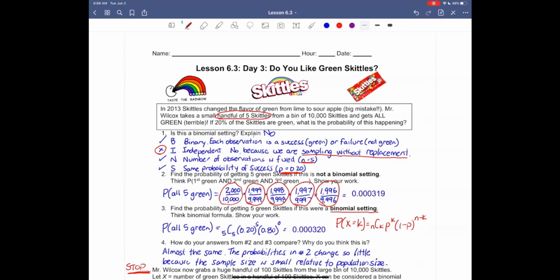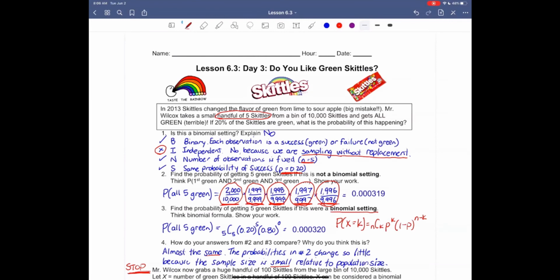Well, number 2, number 3, almost exactly the same answer there, right? So we said almost the same. And when we think about why this is, it's because as we go through and we take out 1 green Skittle, there's 10,000 Skittles here total. So that's not really changing this probability that each Skittle is green by very much. So we said that the probabilities in number 2 change so little because the sample size is small relative to the population size. Now that's very easy to see here because we're only taking 5 Skittles out of 10,000.